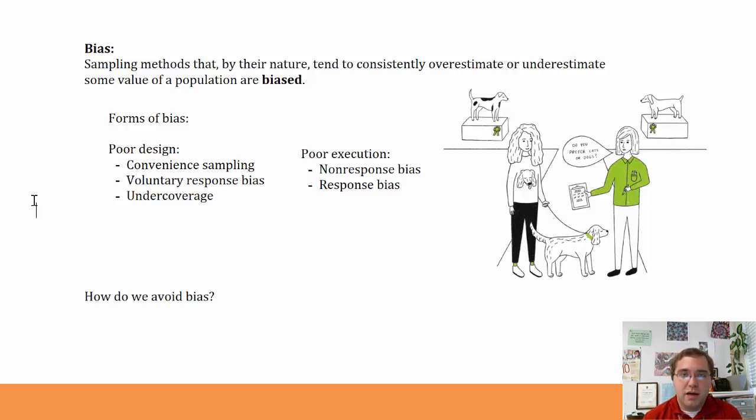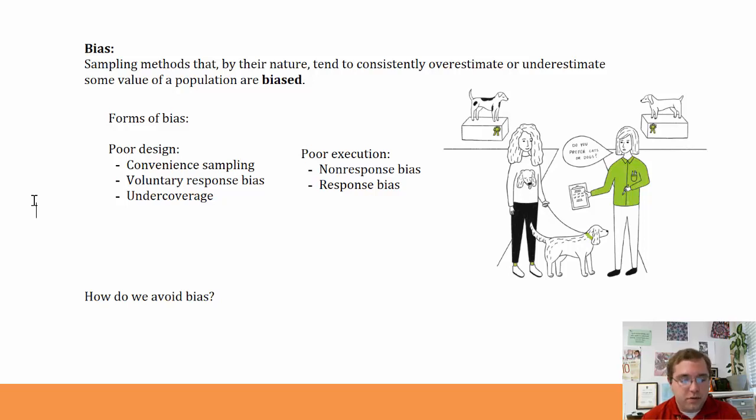Maybe I send them all emails and some portion of the population doesn't respond. And I believe that that portion of the population is going to differ in their opinions from those who did respond. Then I have non-response bias because I did not successfully get responses from a certain portion of my sample that I need in order to be representative of the population as a whole.